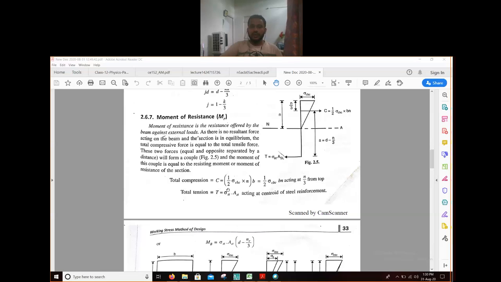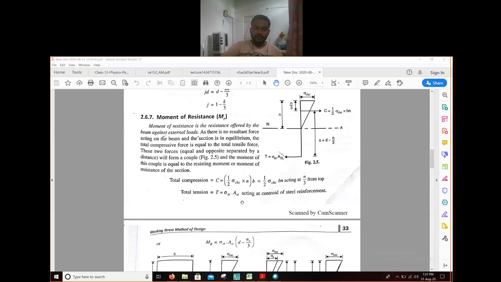Can anyone tell me how you are getting this formula? T means total tensile force, sigma st means stress in steel, Ast means area of steel. So how are you getting this formula? Can you tell me from which formula we are getting this?